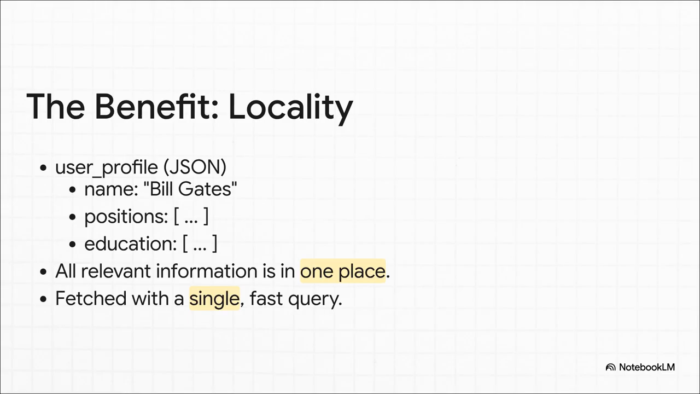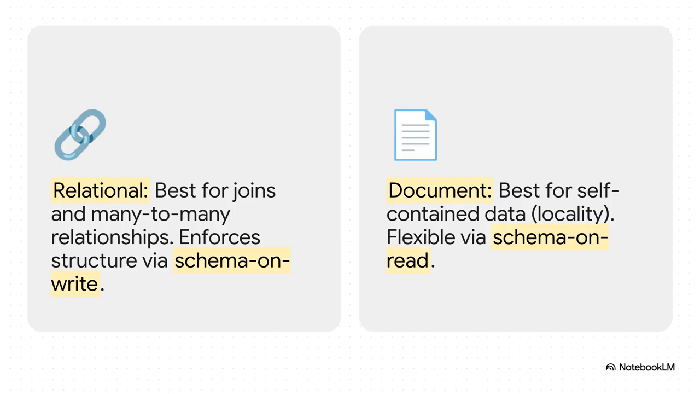No more running around, no more piecing things back together. So here's the fundamental trade-off. The relational model is fantastic for highly interconnected data, things with lots of many-to-many relationships. It forces you to define a really strict blueprint before you can add any data. We call that schema on write.